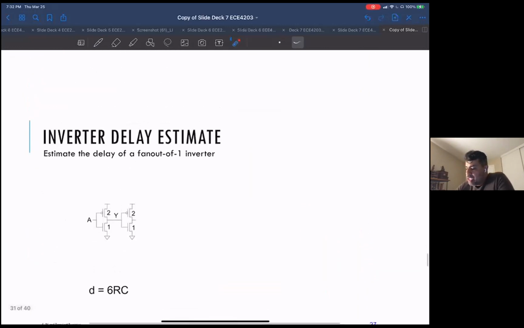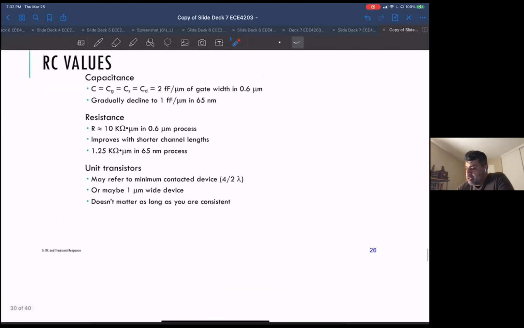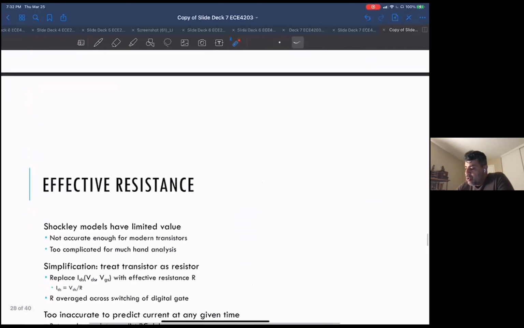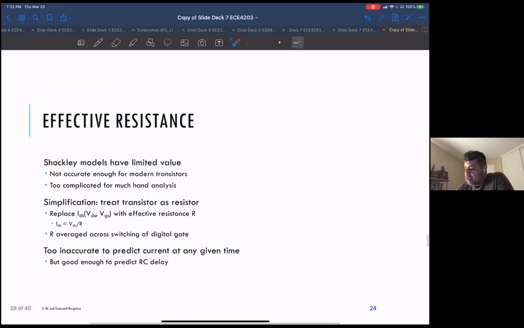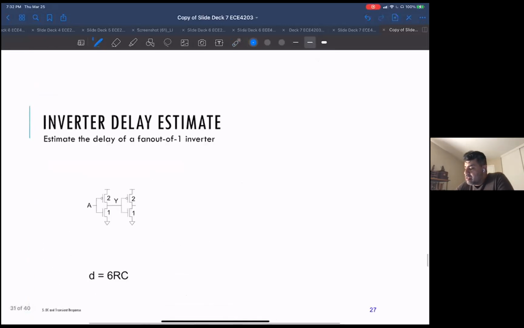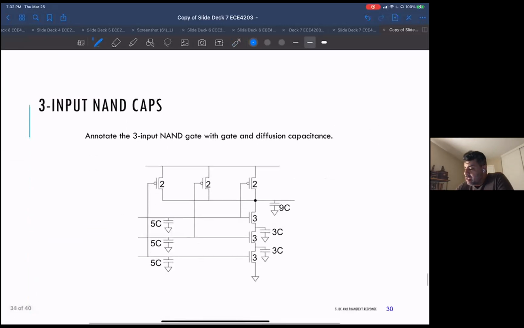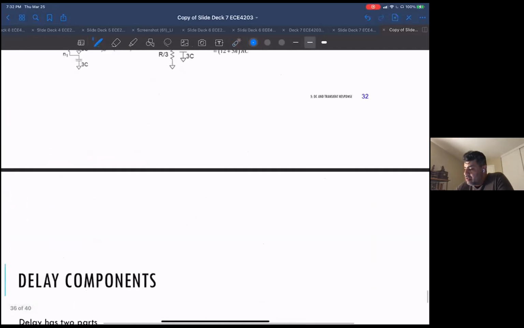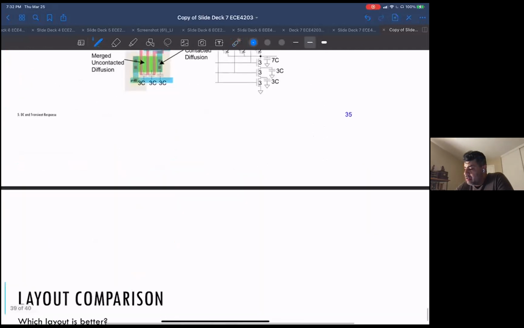So that's what the point is here. Basically what we're doing is we want to use SPICE itself to come up with an R effective to use in our RC type estimations. So I'm going to jump ahead to what we do to get it.